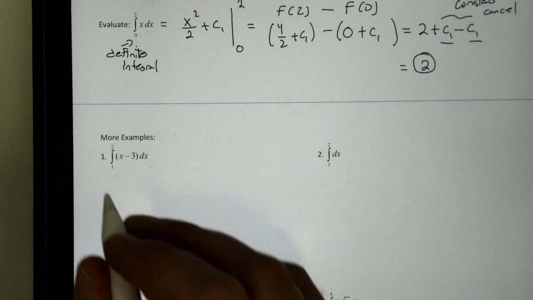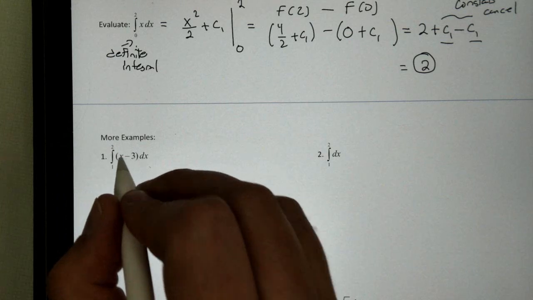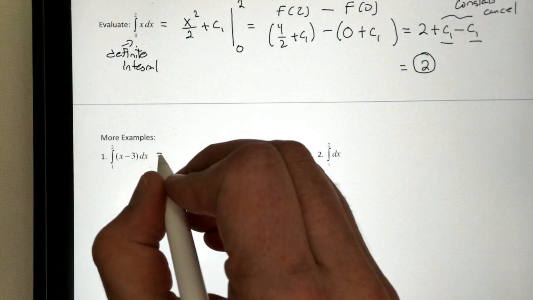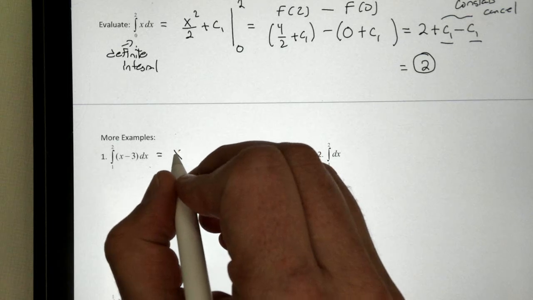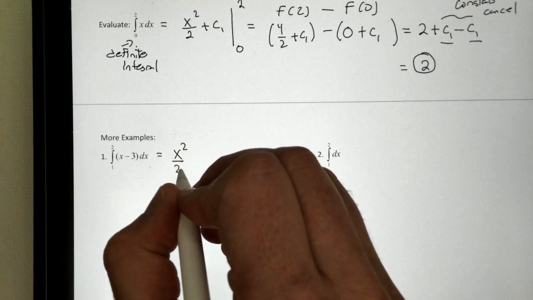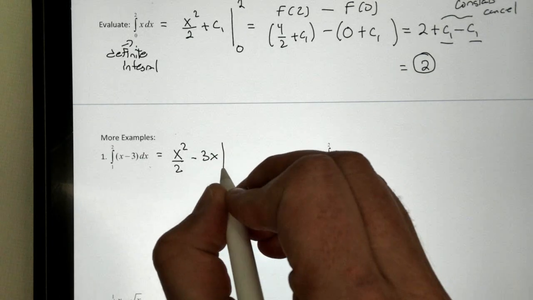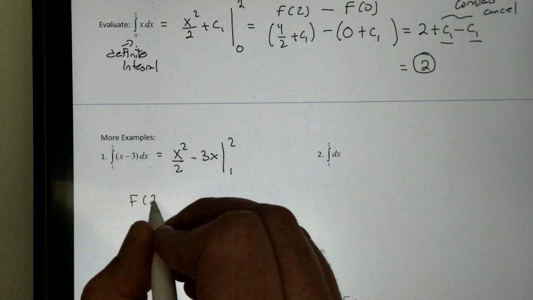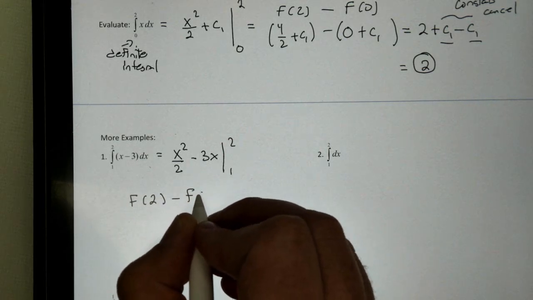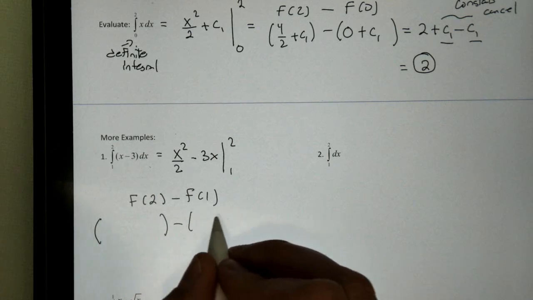Question number 1. We want to take a look at the area of the line x minus 3 from 1 to 2. So my FTC says integrate it first. Take the antiderivative. We get x squared over 2 minus 3x. Next, we're going to evaluate that from 1 to 2. And this is our FTC step. Find f of 2 minus f of 1. We're not going to simplify. We just want to get an answer.